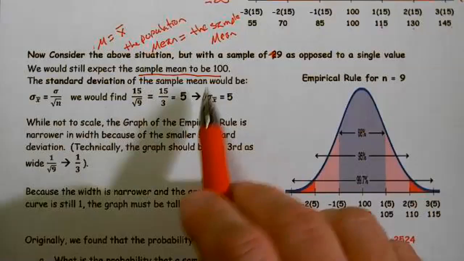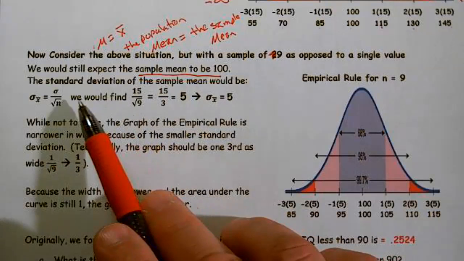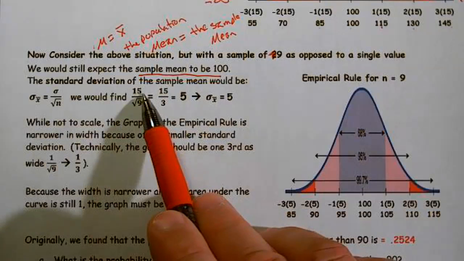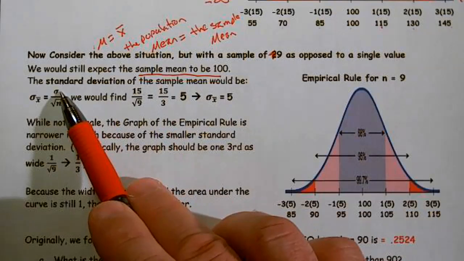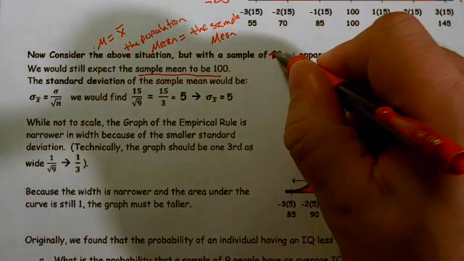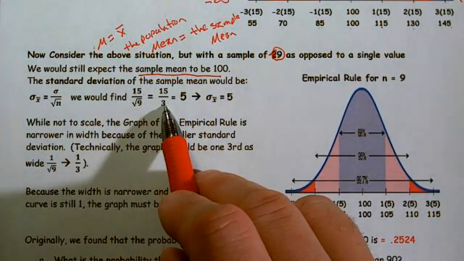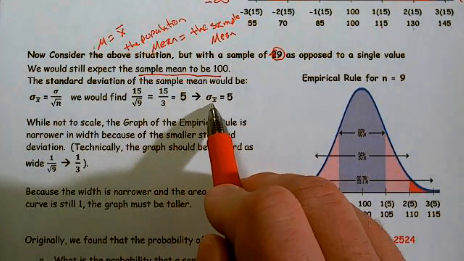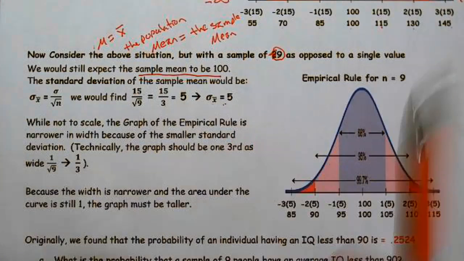All right, so we basically are claiming that it's still going to be centered at 100, but our standard deviation is going to change. Instead of just being 15, it's going to be 15 divided by the square root of the sample size. So the population, which was 15, divided by the square root of the sample size, which we said was 9. Remember, we said it was 9 and not 29. And square root of 9 is 3, so 15 divided by 3 is 5. So if we had a sample of size 9, our standard deviation of the sample would be 5.